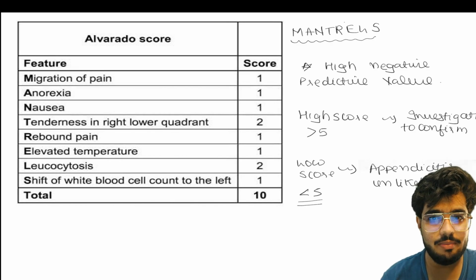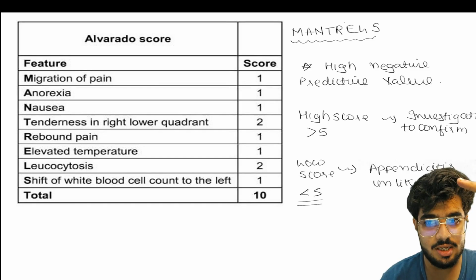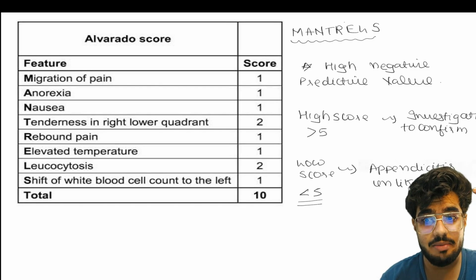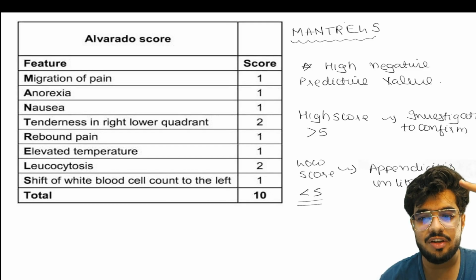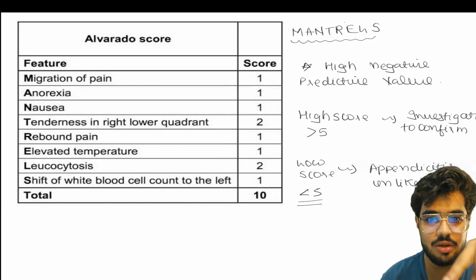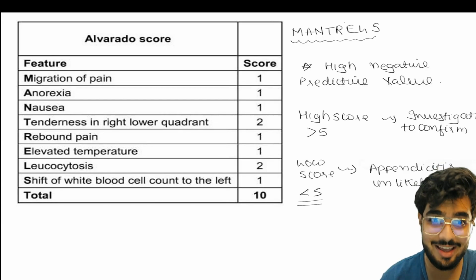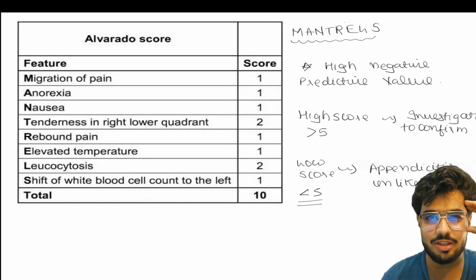So what is the Montreal score or Alvarado score? First is M for migration of the pain. पेन माइग्रेट होगा पेरियम्बिलिकल टू राइट इलियाक फोसा, जिससे हमने पहले स्टार्टिंग में याद किया था. Yes, so migration of pain, anorexia, nausea, tenderness, rebound pain, elevation of temperature, leukocytosis, shifting of the white blood cell count towards the left. This is the score. याद रखने की ज़रूरत है, बिकॉज़ एग्जाम में बहुत बार पूछ लेते हैं एमसीक्यू के अंदर.